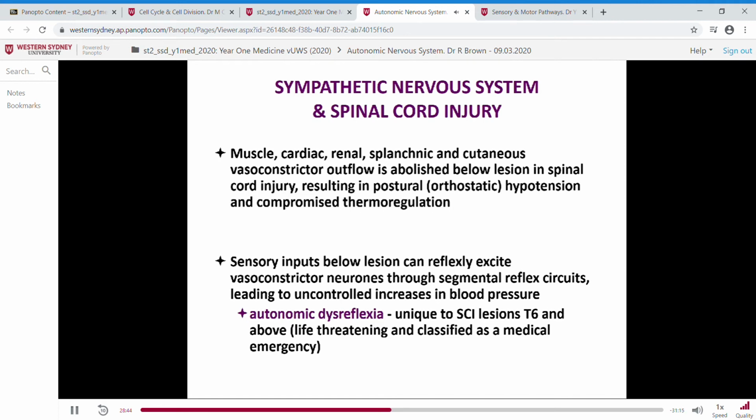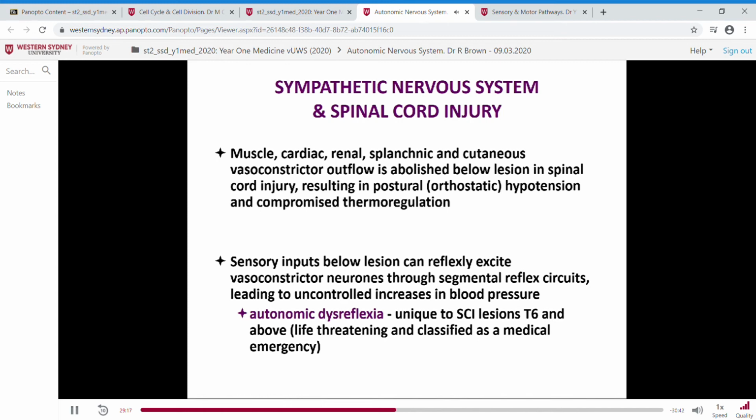Unfortunately, they can also have the other side of the chain. They can get high blood pressure. So sensory inputs below the lesion can reflexly excite vasoconstrictor neurons through the reflex circuits, leading to uncontrolled increases in blood pressure. So below the level of lesion, you can still get these reflex activations in blood pressure. And that is called autonomic dysreflexia. So it's unique to spinal cord injured people with lesions above T6, and it can be life-threatening and classified as a medical emergency.